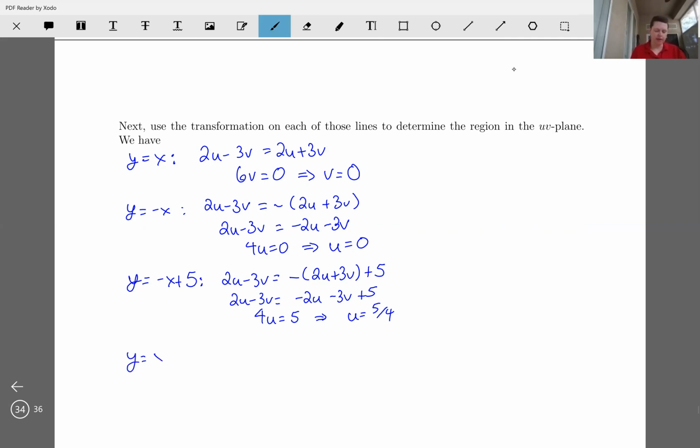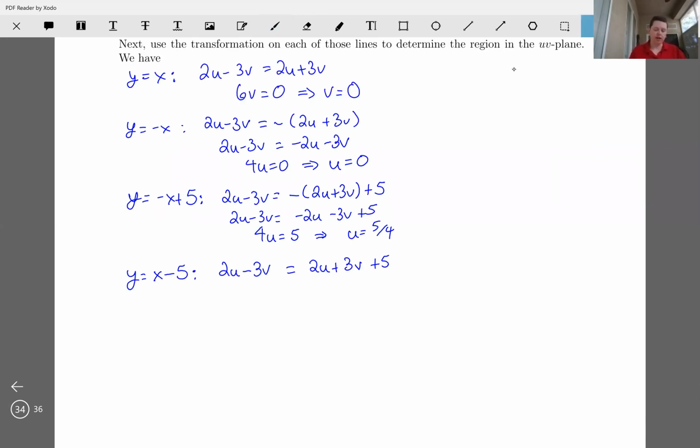Finally, we have y is equal to x minus 5, so we have 2u minus 3v is equal to 2u plus 3v plus 5. Subtract 2u from both sides, subtract 3v from both sides. I get negative 6v is equal to 5... that's a 6, isn't it? 3 plus 3 is 6. So 6v is equal to negative 5, so v is equal to 5/6 in absolute value, a positive 5/6.